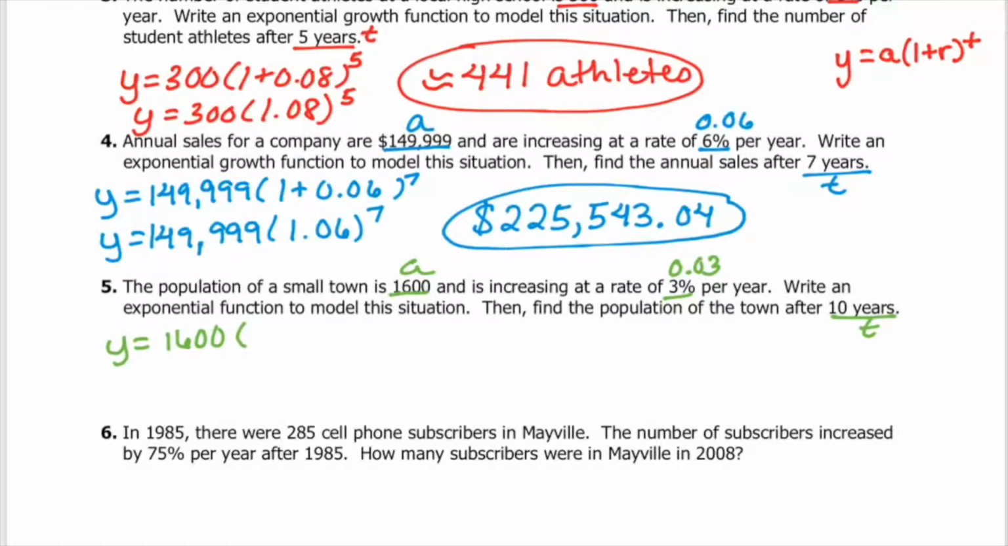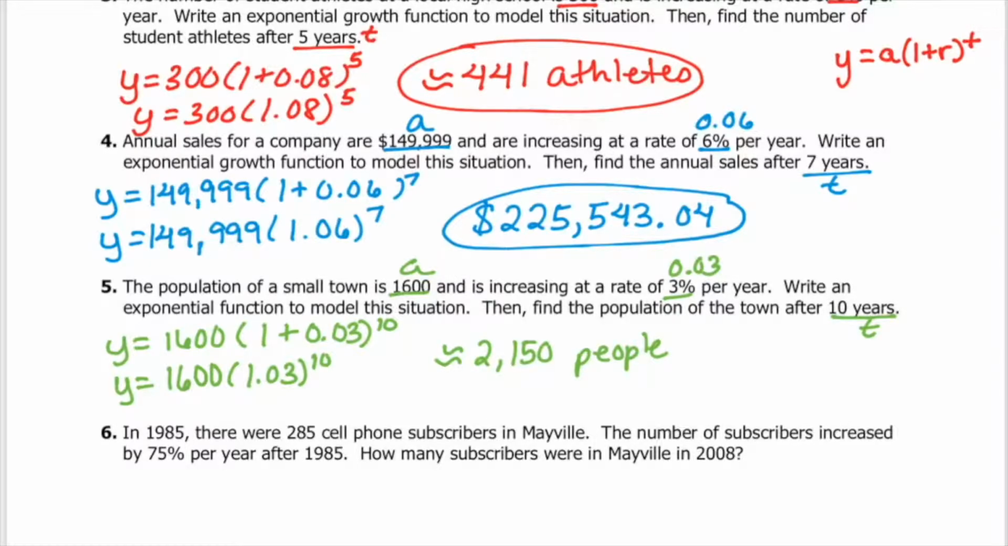So we plug in 1,600 where A is. And then we plug 0.03 where R should be going. And then 10 is our T. Add 1 and 0.03 together and you get 1.03. Raise 1.03 to the 10th power and then hit equals and times it by 1,600. And you get approximately 2,150 people.